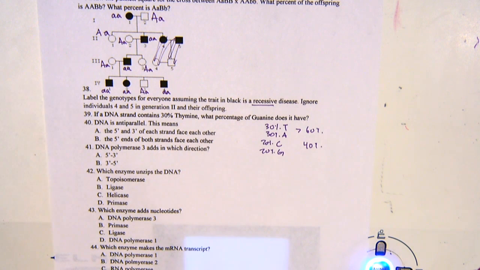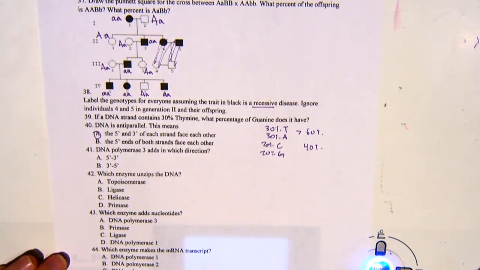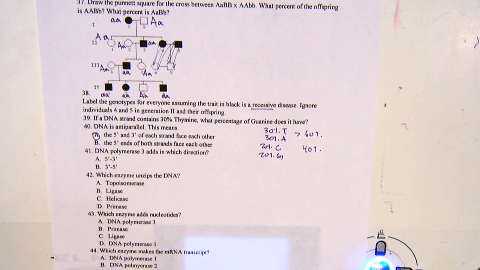Number 40, DNA is anti-parallel. This means that the 5' and 3' ends of each strand are going to face each other. If we had two 5's on one side and two 3's on the other side, that would just be regular old parallel. But they're anti-parallel because the 5 and the 3 are going to be matching.